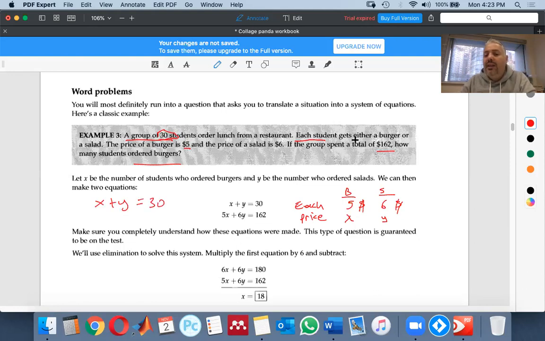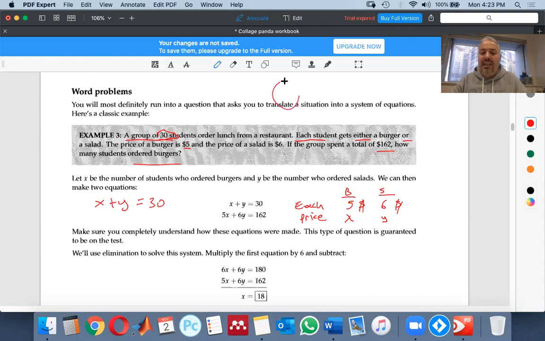By the way, each student gets either, this is a keyword, either or. What does it mean in English, either or, in grammar? This or that, not at the same time. That's an important point. Okay, one more time. This one or that one, not at the same time.